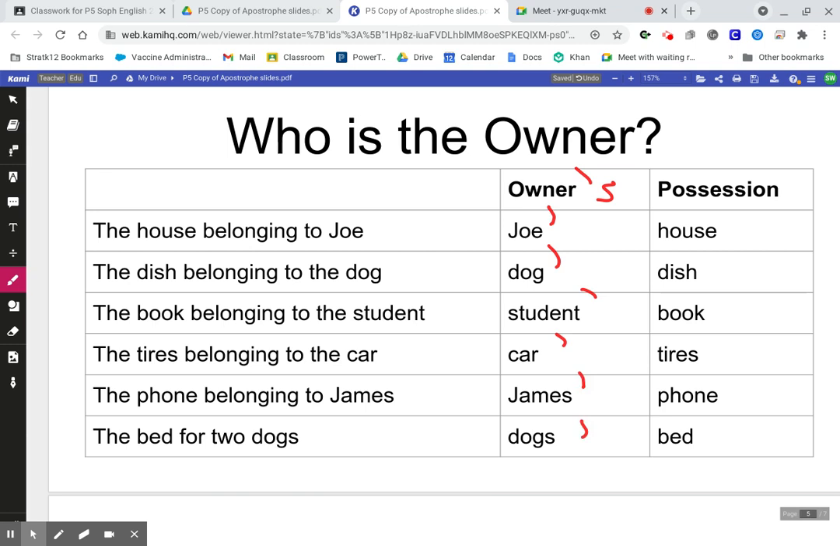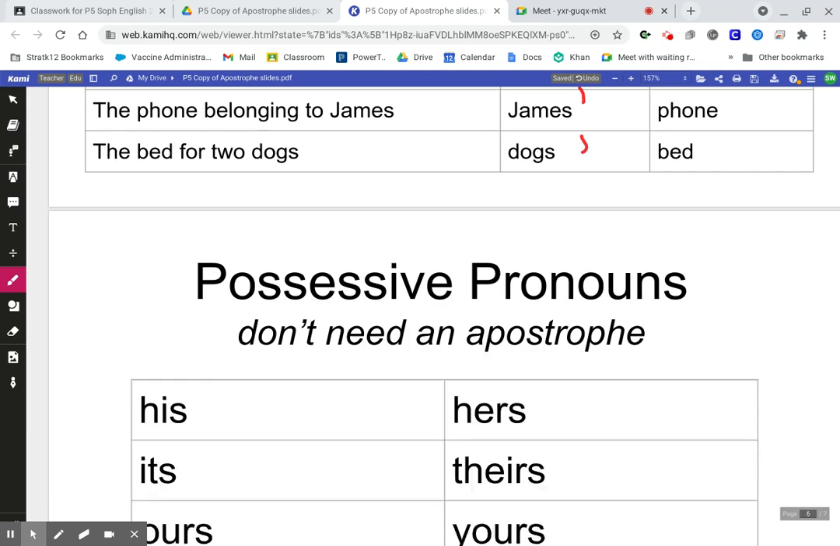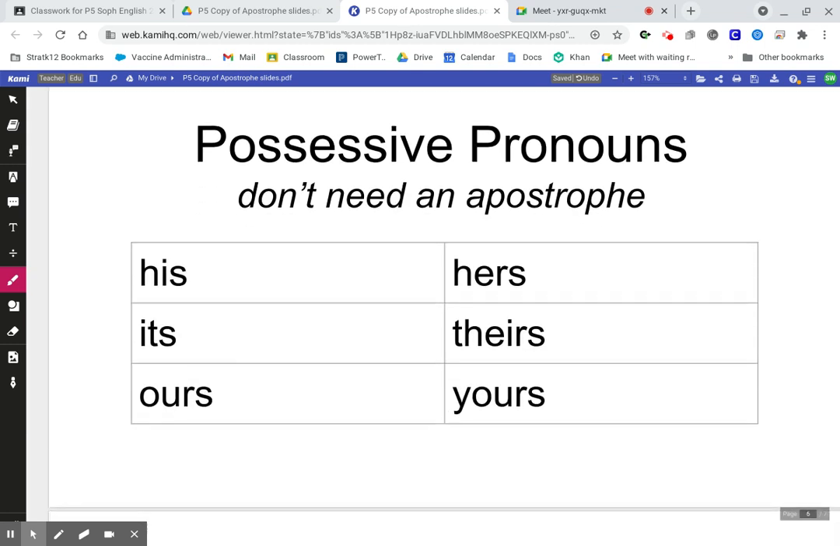Where's the apostrophe go? After the owner. Now, English language is bizarre. We do already have words that are already possessive and don't need an apostrophe. His. Okay? I stepped on his coat. The coat belongs to him. It's his coat. His is already possessive. His, hers, its, theirs, ours, yours.